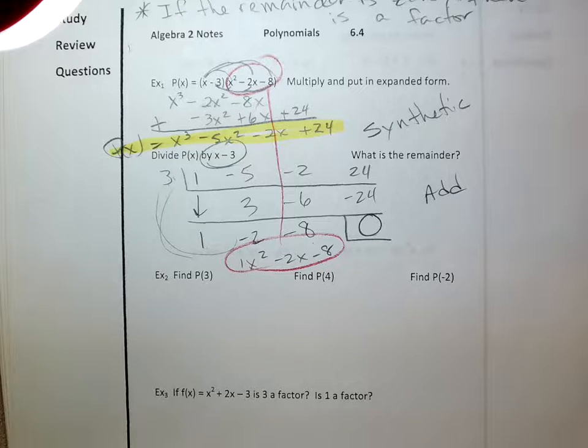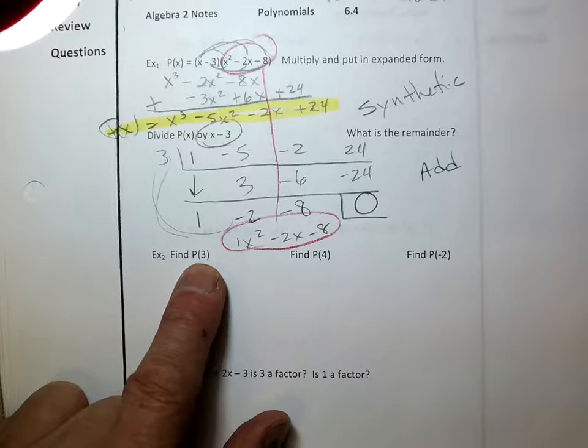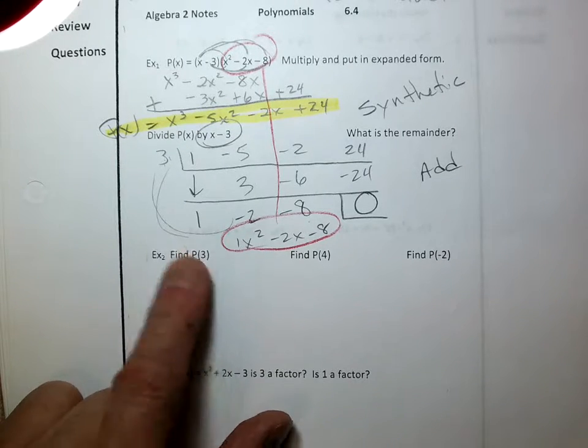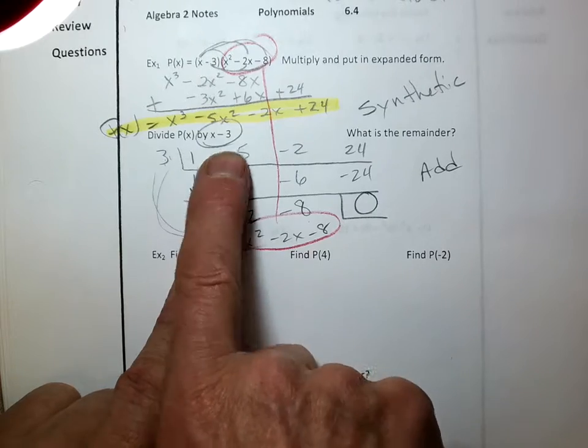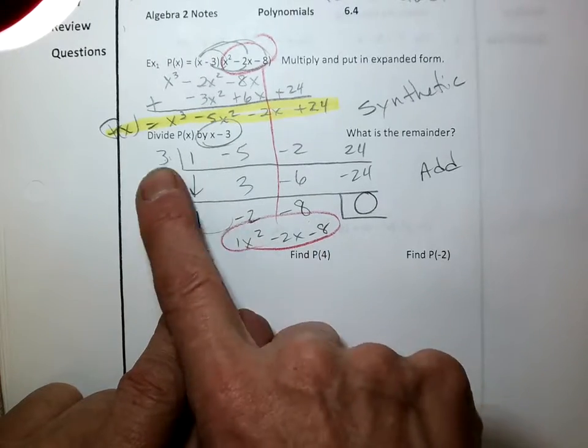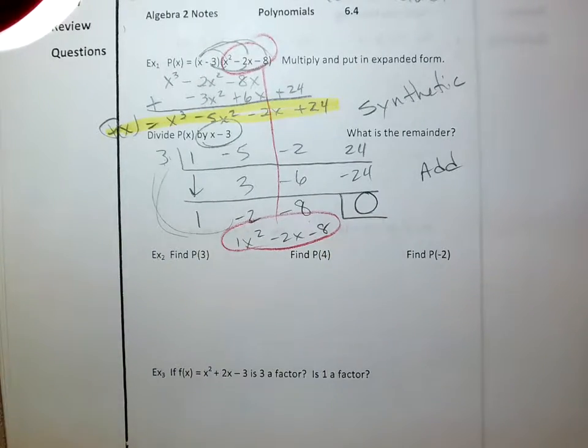Okay, now, find P of 3. Now P of 3, I already know the answer is going to be 0. How do I know the answer is going to be 0? I just divided it, right? I just divided by the 3 and I got a 0, so it should work. So let's give it a try. I'm just going to prove what I already know, but I like to do that sometimes. Sometimes I like to prove the obvious so it gets into your head, right?